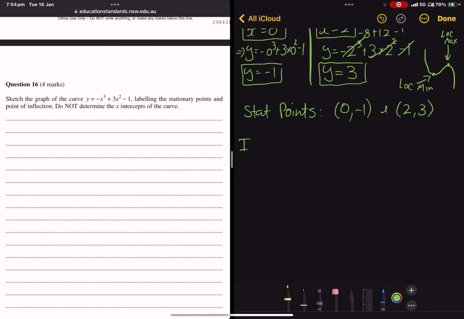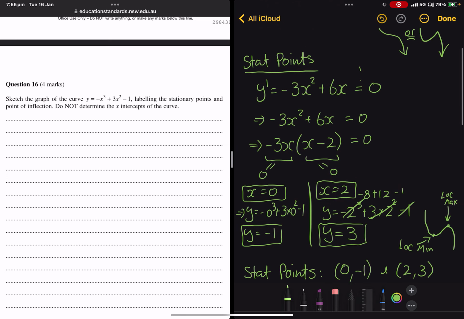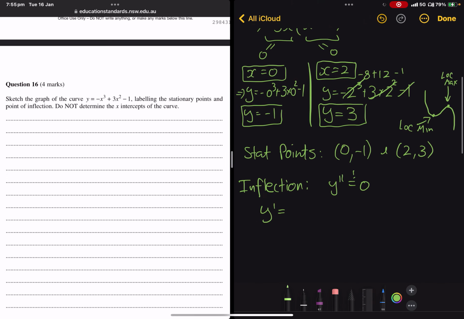So if we want to find the inflection, the point of inflection is going to occur when the second derivative is equal to 0. So stationary points occurred when the first derivative was equal to 0. The inflection will occur when the second derivative is equal to 0. So here we'll have when y double prime is equal to 0, this is our condition. Y prime we calculated was minus 3x squared plus 6x.